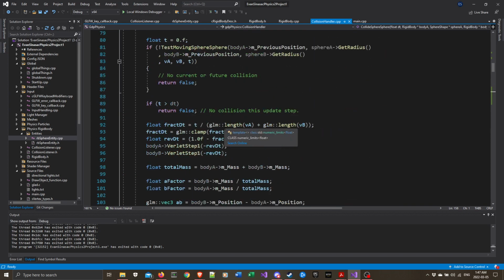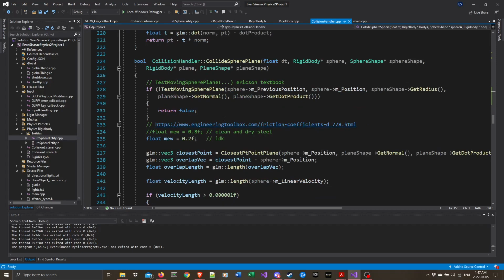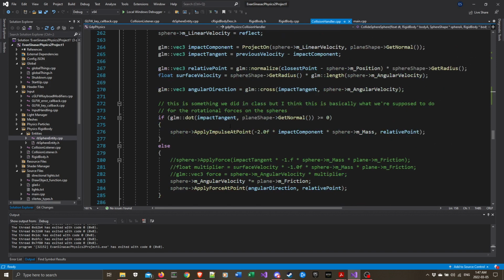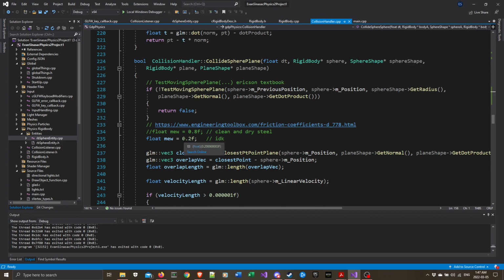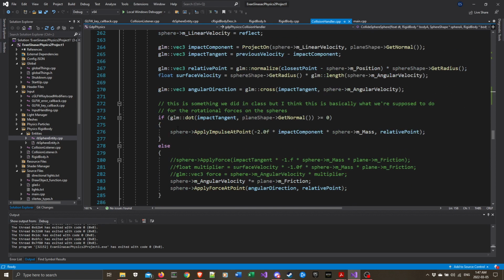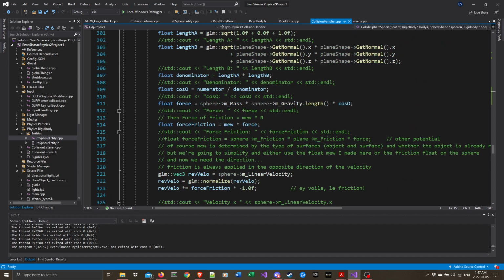Speaking of which, what am I using for mu? I am using mu of 0.2. The other option is to multiply the coefficient of friction on the sphere itself by the coefficient of friction of the plane, but I'm just using a static 0.2 just to show that it is working.